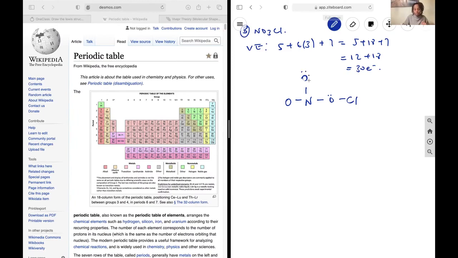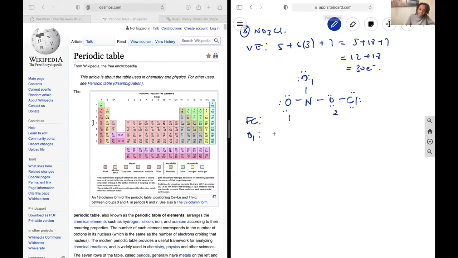Again, fill in our octets as we did before. See if we have any electrons left over. So we have our 30 electrons if we draw it this way, right? So next up, let's check our formal charges as we did before. So let's go about checking our formal charges. And so these two oxygens have the same electronic configuration. This one has a different one.